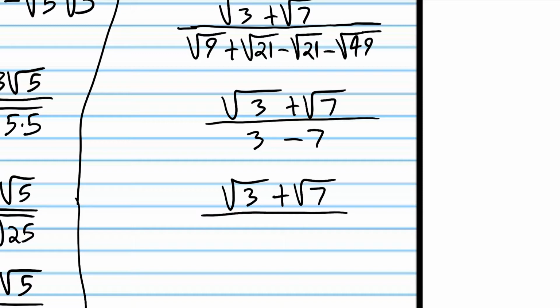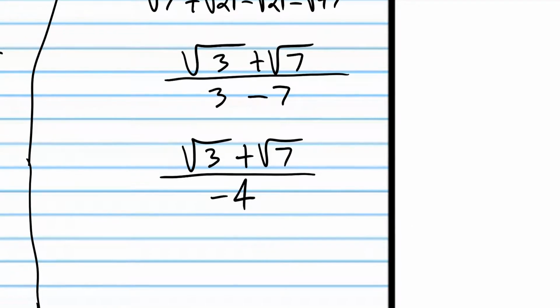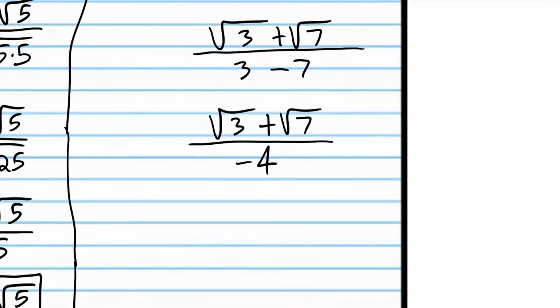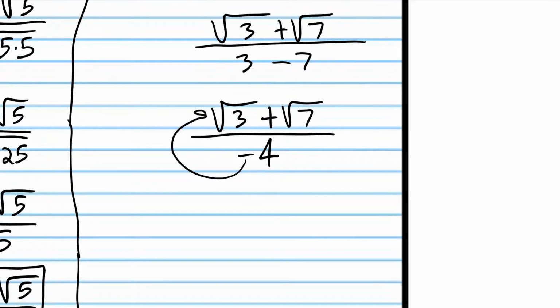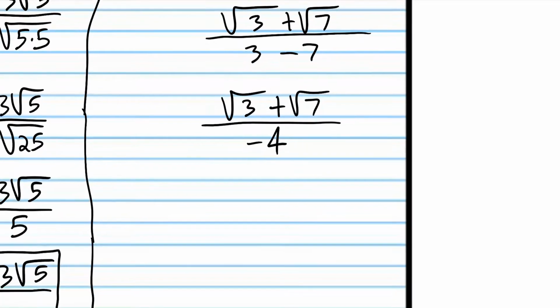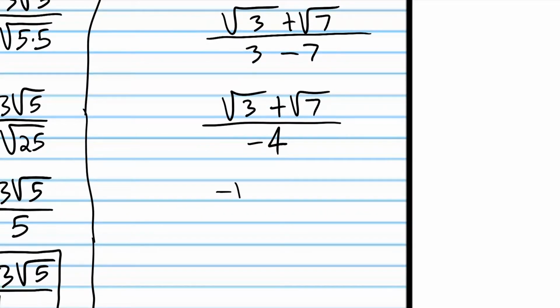So now 3 minus 7 is negative 4, and there you go. So that is the final answer. Now you can take that negative and put it up in the numerator, then it would be negative root 3 minus root 7 over 4, but you can just leave it like that. That's probably best.